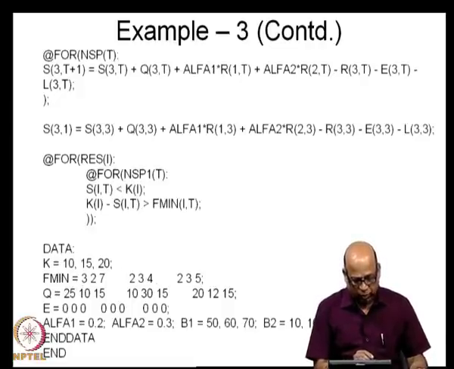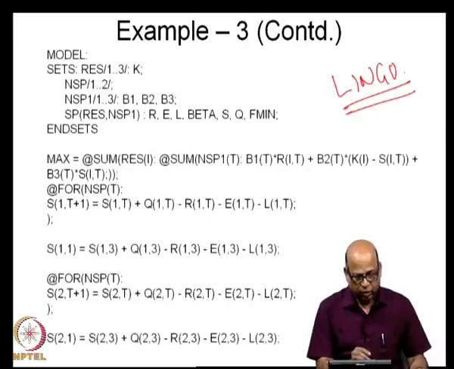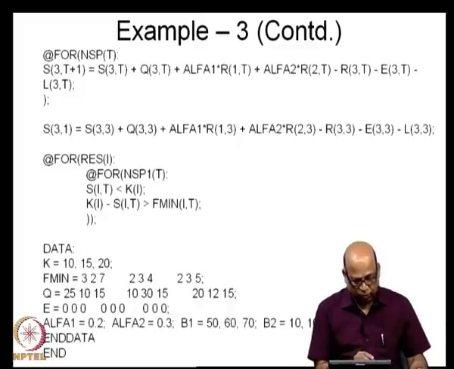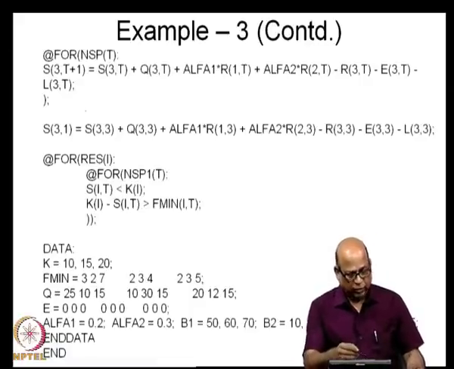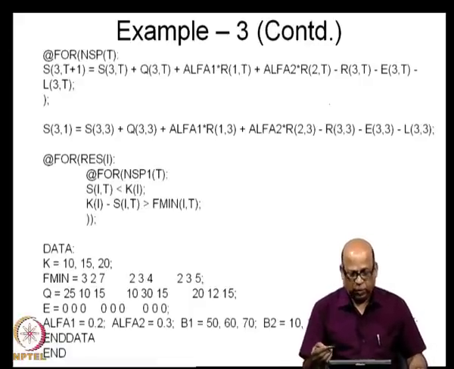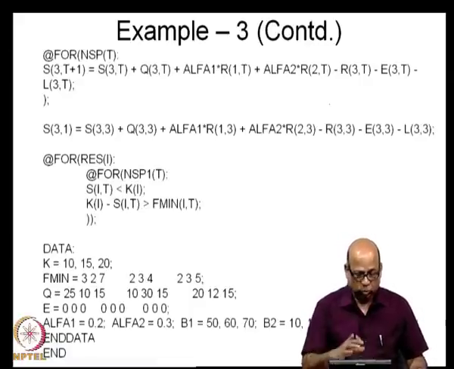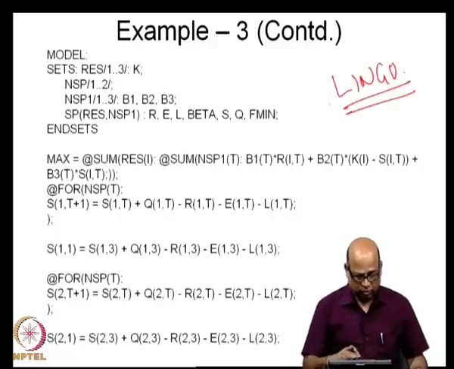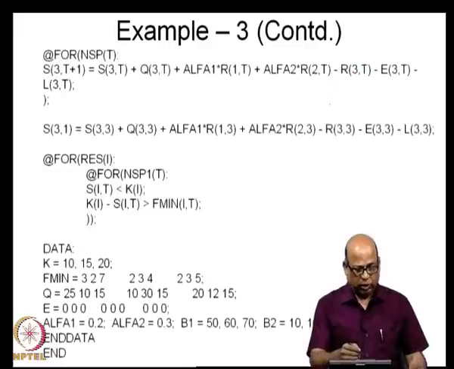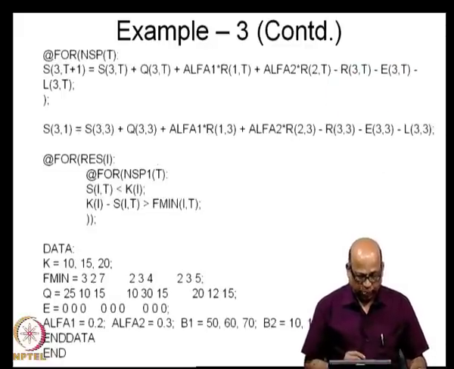Because F min would have been defined as an array here, you would have defined F min as an array consisting of reservoir as well as the time period. You will write F min for each of the reservoirs for each of the time periods. So, this is the format. The syntax and other things of Lingo can be read from a manual. So, this is just a simple, maybe about 15-20 statements Lingo problem.